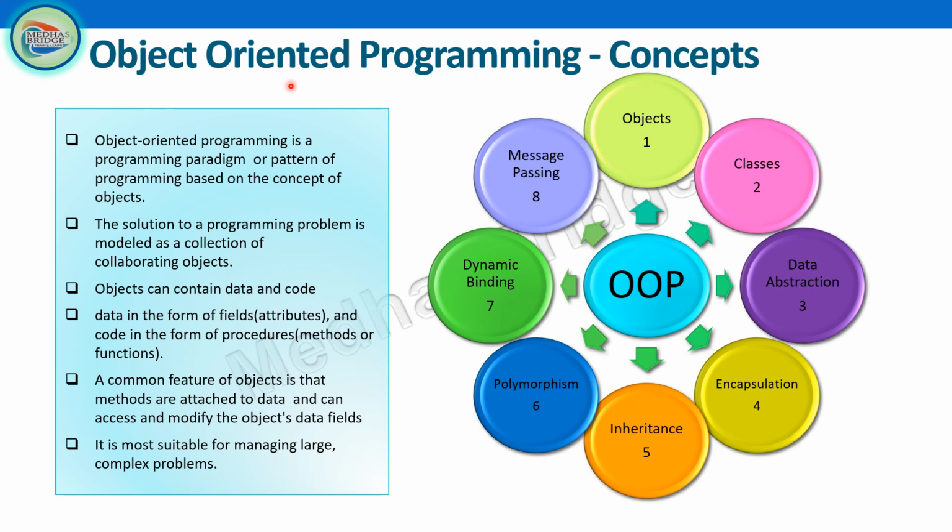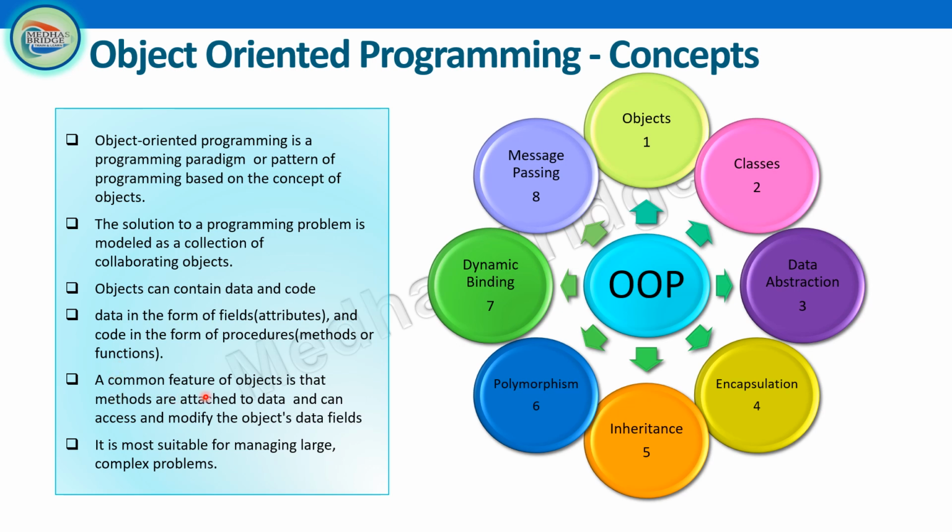OOPS concepts, object-oriented programming concepts. Object-oriented programming is a programming paradigm or pattern of programming based on the concept of objects. The solution to a problem is modeled as a collection of collaborating objects. Objects can contain data and code. Data in the form of fields, like attributes. Code in the form of procedures, methods, functions.